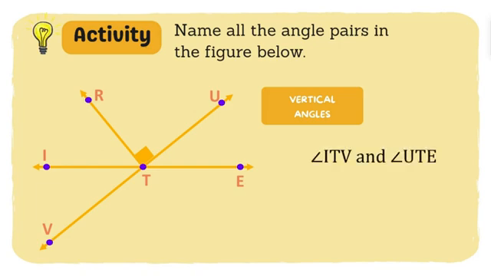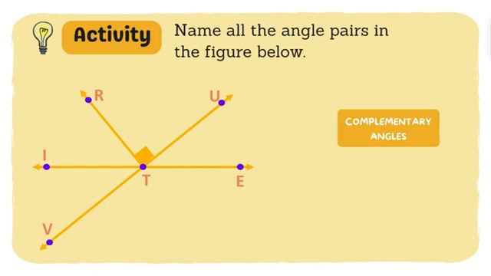So what are the vertical angles here? We have angle ITV and angle UTE. So since they are vertical, they are also what we call the congruent angles. Okay? So andito po yung ating mga angle. Yan. Vertical at the same time congruent.